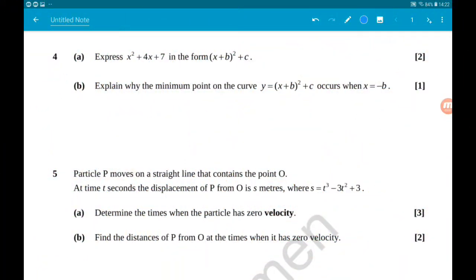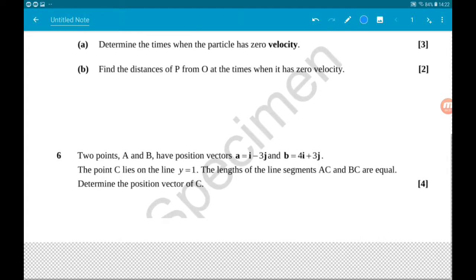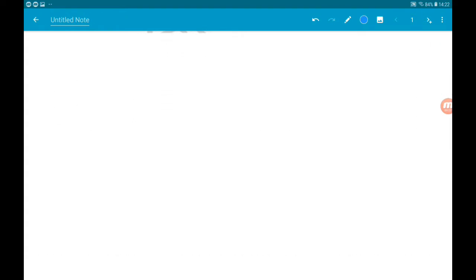Question 4a wants us to express x squared add 4x add 7 in the form (x add b) squared add c. So this is completed square form.